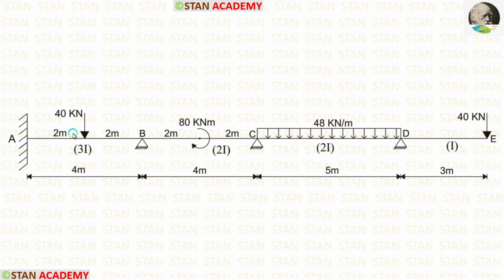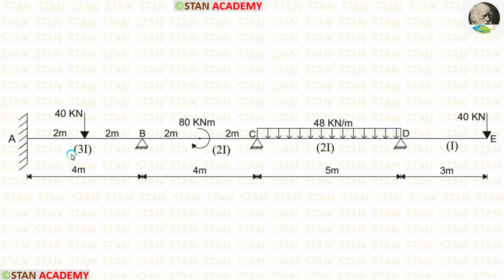In the span AB, there is a point load 40 kN acting in the center. In the span BC, there is a concentrated moment 80 kN meter. It is acting in the clockwise direction. In the span CD, there is uniformly distributed load 48 kN per meter acting for the full span. In the overhanging span DE, there is a point load 40 kN acting in the point E.